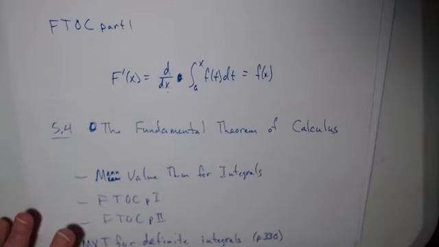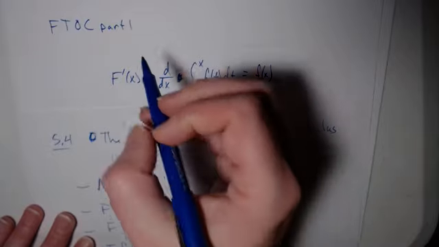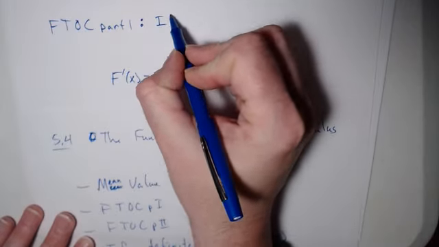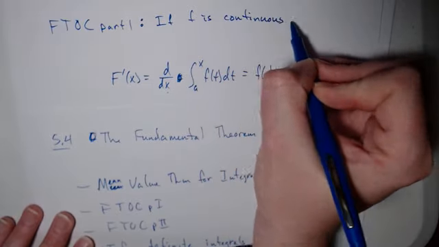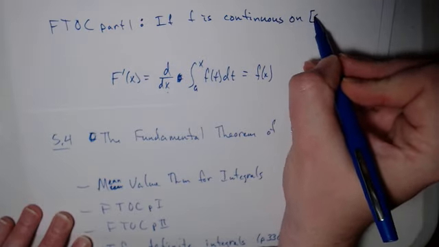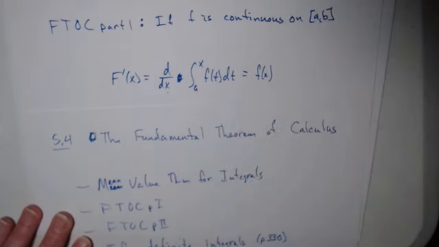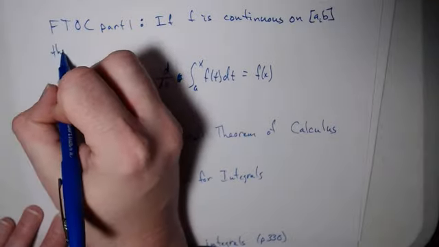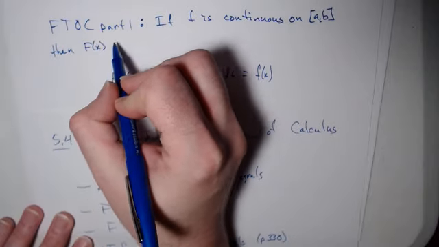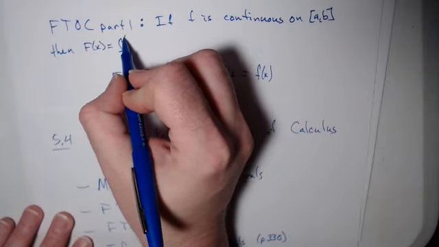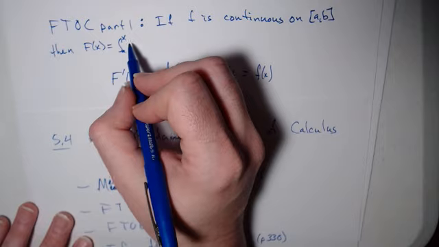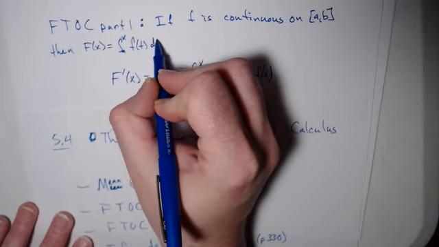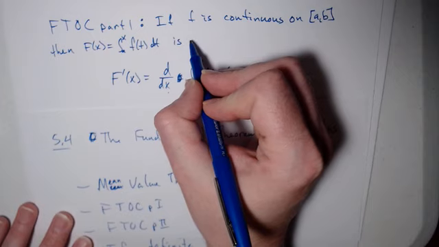So now what needs to be true? If f is continuous on [a,b], no surprise there, since we have f as an integrand, so we want it to be continuous. Then capital F of x, which is equal to the integral from a up to x of f of t dt, is also continuous. So we're going to define a function in terms of an integral.